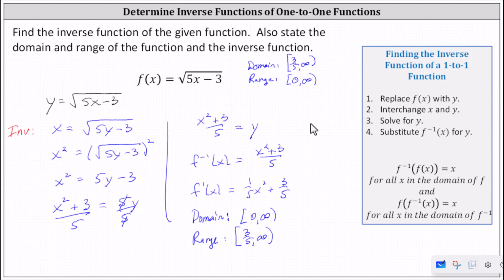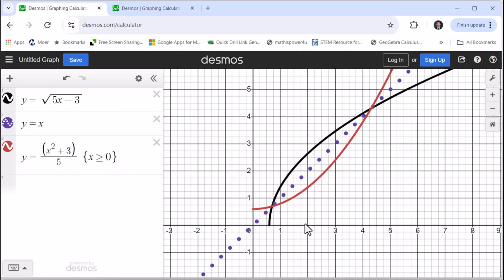And now let's check this graphically by graphing f of x as well as f inverse of x over its domain to make sure the two graphs are reflections across y equals x. So in black we have the graph of the original function. In purple we have the graph of the line y equals x, which is dashed. And then in red we have the graph of the inverse function with the given domain where x is greater than or equal to 0. And we can see the two graphs are reflections across y equals x.